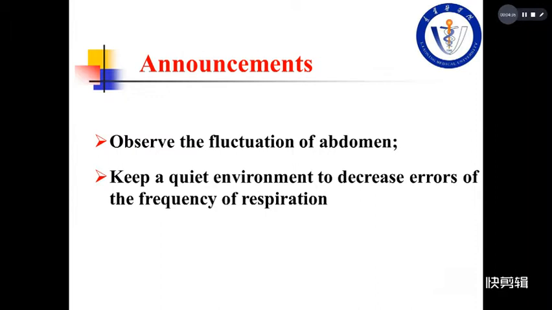Announcements. Observe the fluctuation of abdomen. Keep a quiet environment to decrease errors of the frequency of respiration.